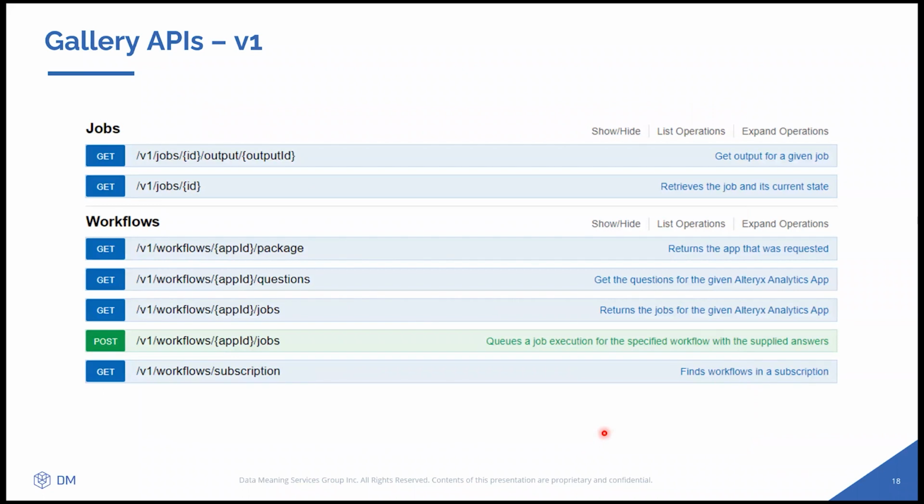Now another v1 endpoint here for jobs and workflows. So you can see here that we can get an output for a given job, right? So this is not possible using the v3, but it is available here on the v1. Retrieve the jobs in its current state. So it is possible using the v1. And using the v1, we can also queue a job for execution, right? So only using the v1 here.